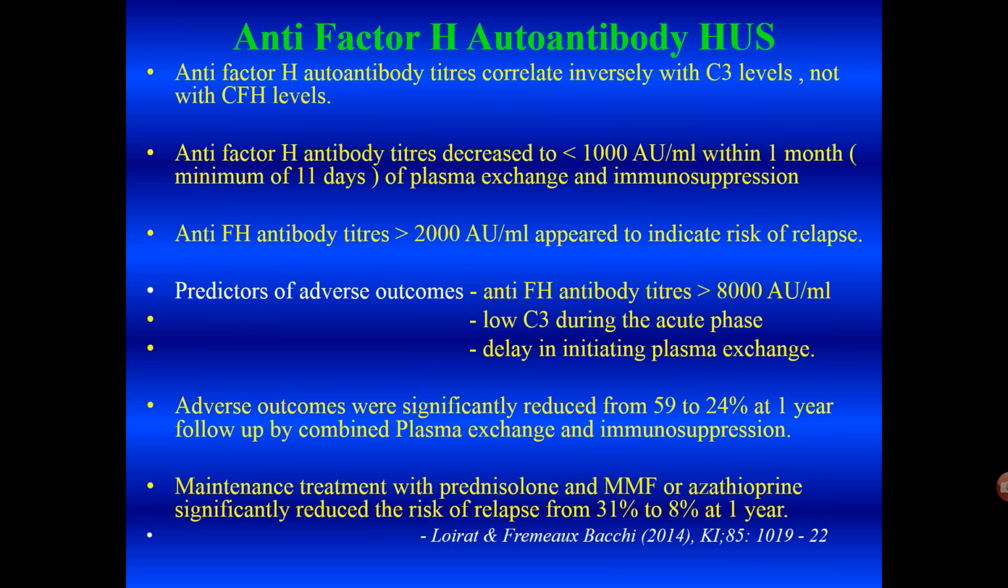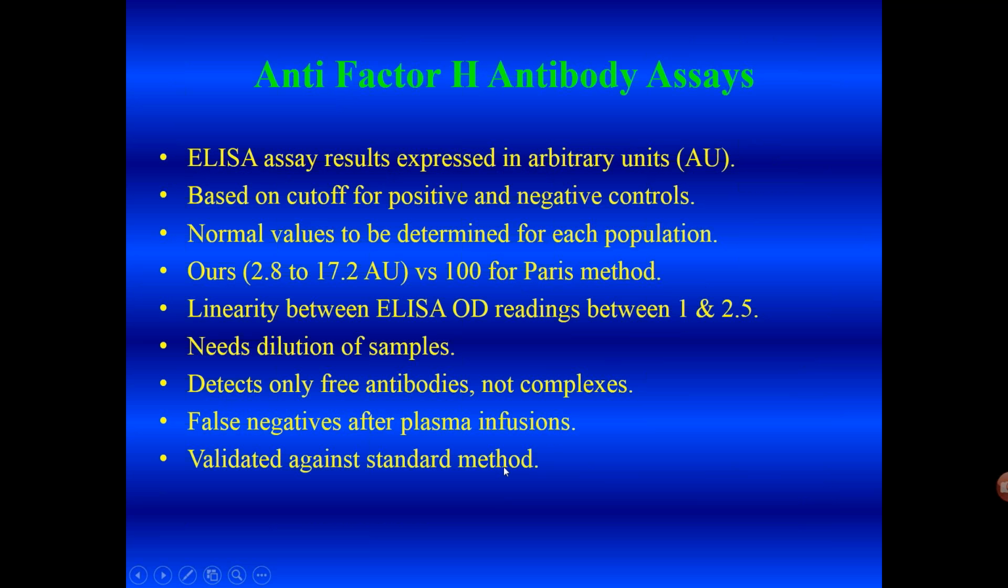This is the editorial that appeared in the Kidney International based on the AIIMS study. What it said was the anti-factor H antibody titers correlated inversely with C3 levels. If they were able to be decreased to less than 1,000 units with treatment, the prognosis was good. If the titers were more than 2000, there was a risk of relapse. Low C3 in the acute phase and a delay in initiating therapy were associated with adverse outcomes, and maintenance immunosuppression would reduce the risk of relapses from about 30% to less than 10%.